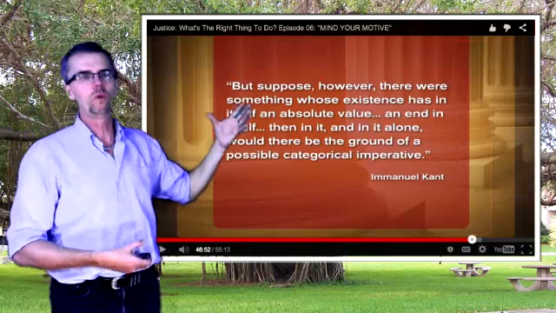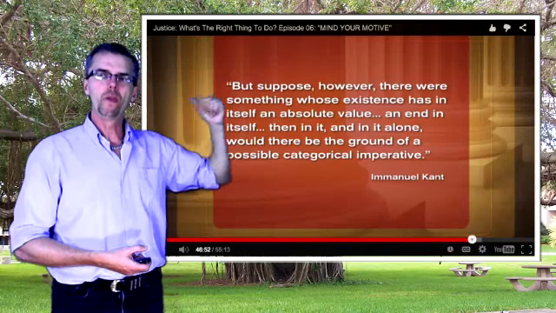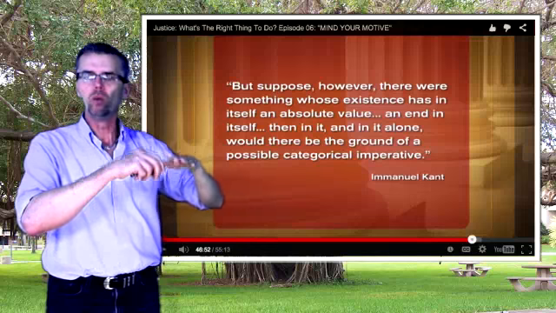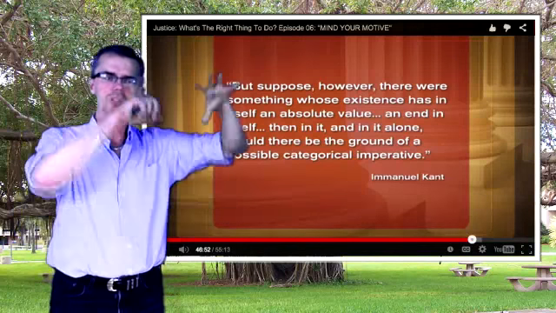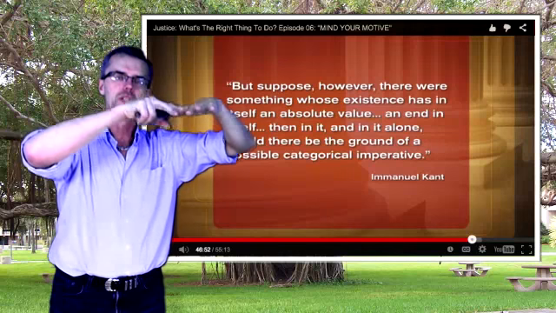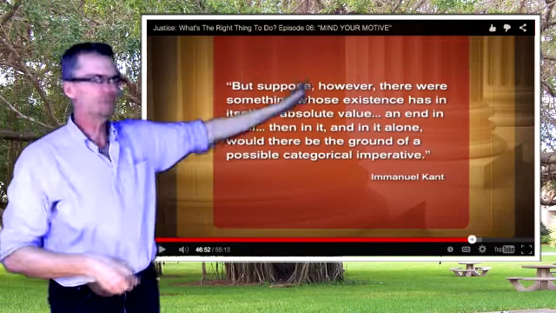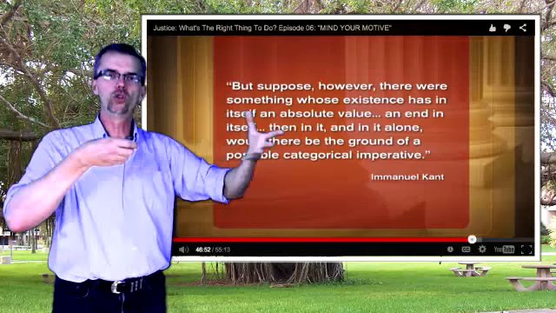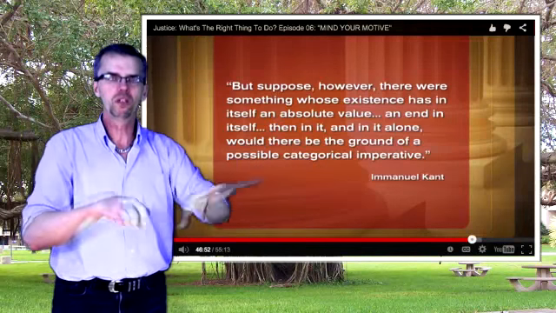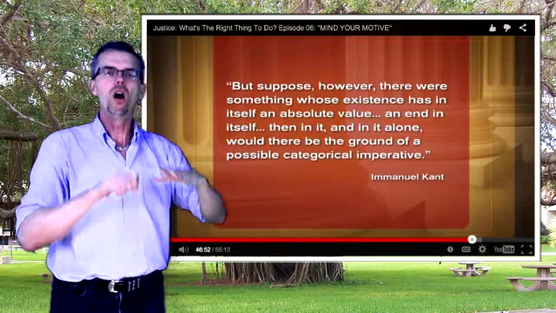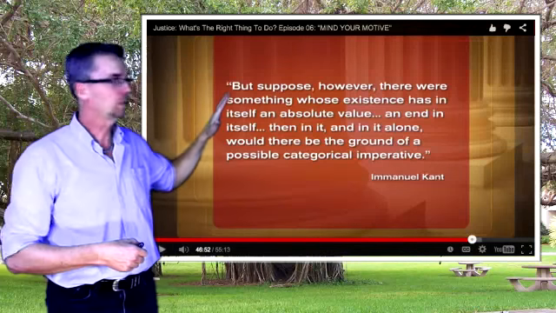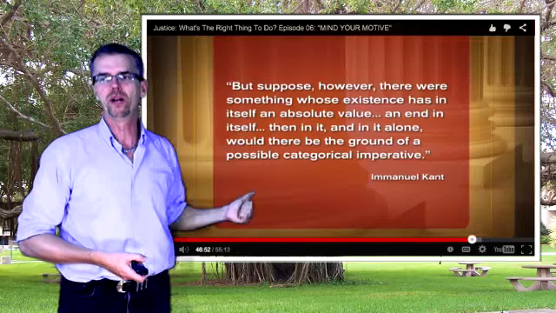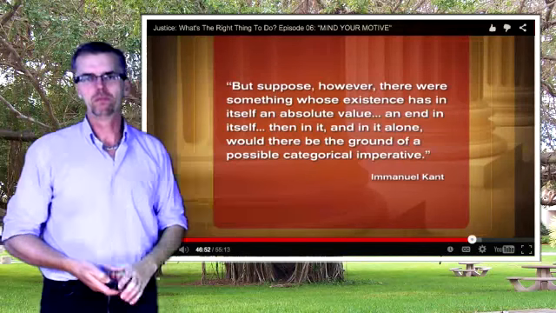What he asks us to do ultimately is this: suppose, however, there were something whose existence has in itself an absolute value. This is what I'm talking about when I say Kant doesn't look at a religion, he looks at spirituality as a plane that exists above religion. This thing whose existence has in itself an absolute value, an end in itself. Are we a good human race? Are we good Christians? Doesn't enter into the equation. Are you good Muslims? Doesn't enter into the equation. Are we a good human race? It's an absolute value. It's an end in itself. Then in it, and in it alone, would there be the ground of a possible categorical imperative. That's Kant in a nutshell.